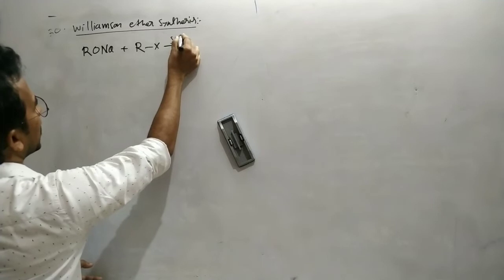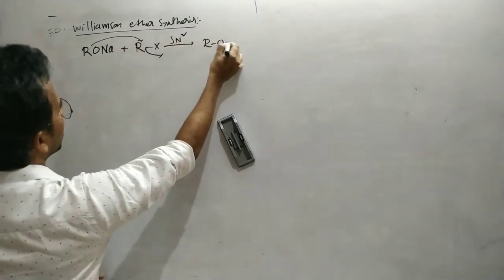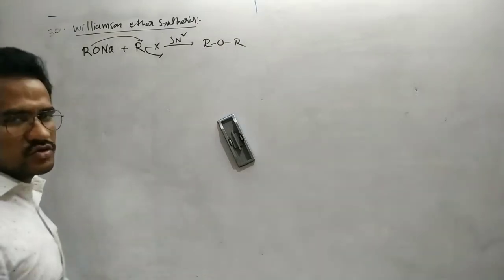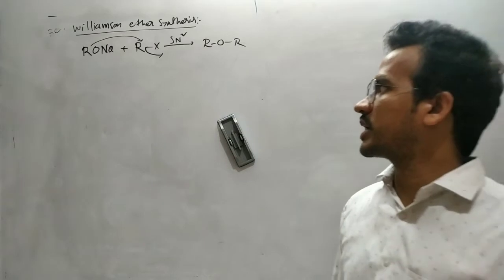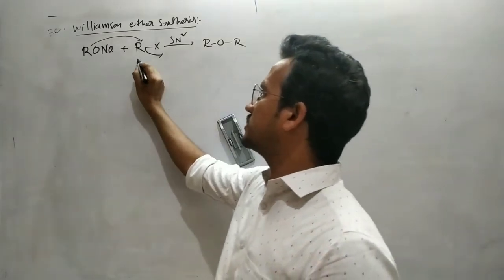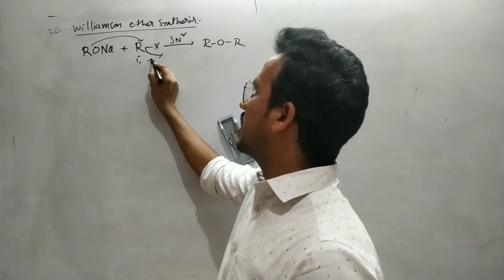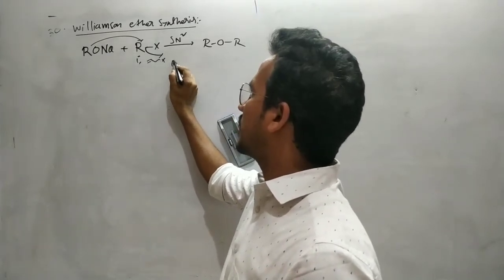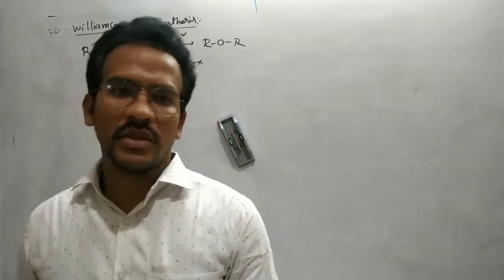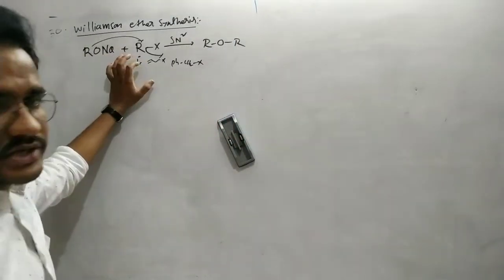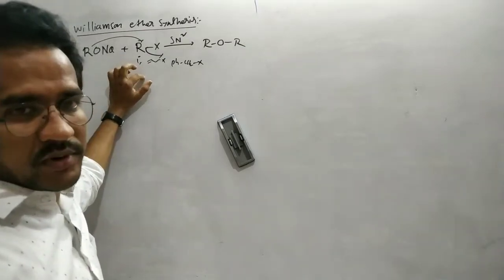and alkyl halide. It is an SN2 type reaction, a direct nucleophilic substitution, so we will get ROR. This follows the SN2 mechanism. The alkyl halide must be primary or a simple alkyl halide, or we can take allyl halide or benzyl halide also. That means the alkyl halide must not be tertiary, because tertiary alkyl halides are less reactive in an SN2 type reaction.